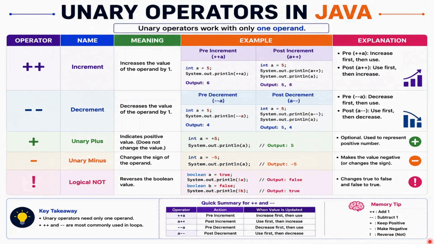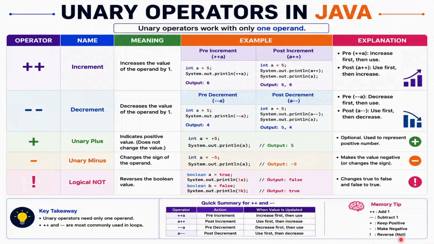A simple memory trick: if you have the increment operator, just add 1. If you have the decrement operator, just subtract 1. If you have the unary plus operator, just keep the positive value. If you have the unary minus operator, just make it negative. And if you have the not operator, then just reverse the value.